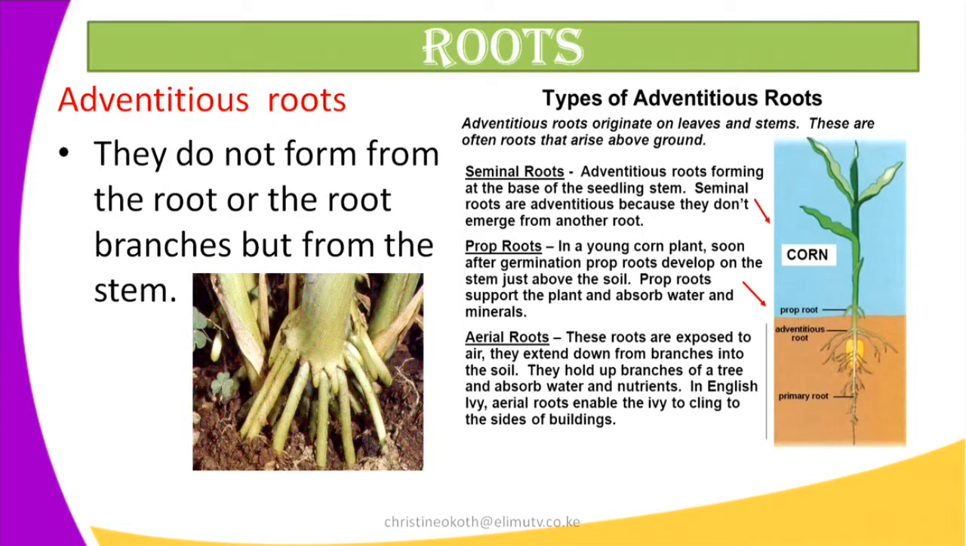Then another type of adventitious root, we have the aerial roots. Just from the word aerial, it means that is air. So these roots are exposed to the air. They extend down from branches into the soil. So they hold up branches of a tree and absorb water and nutrients. So in English, aerial roots enable the ivy to cling to the sides of a building. So these types of aerial roots mostly come from the branches and are exposed to the air.